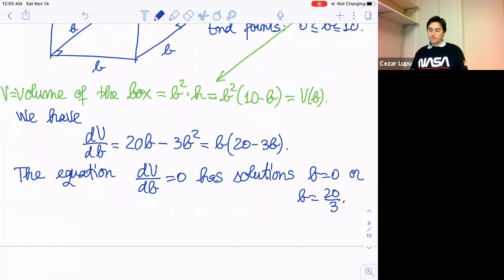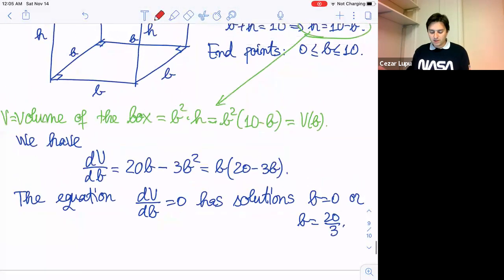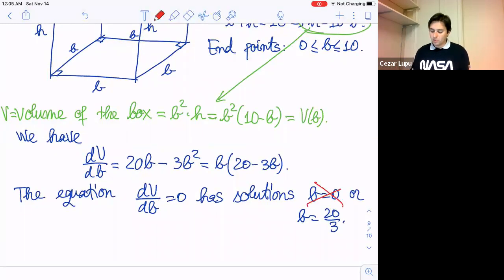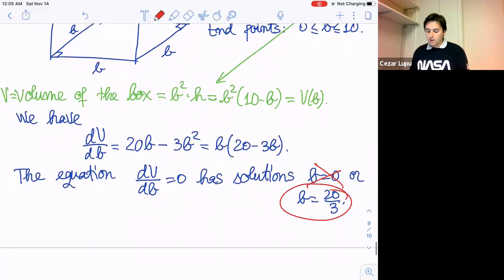Well, if we retain the first one, b equals 0, that doesn't make any sense because the box would not exist. Just look at the picture, b cannot be 0. So we'll get rid of this one, and we'll retain this one here. This will be what we call the critical number, right? So this is the critical number.